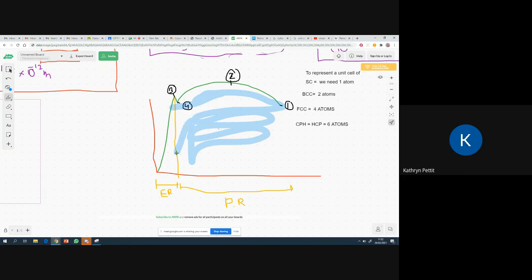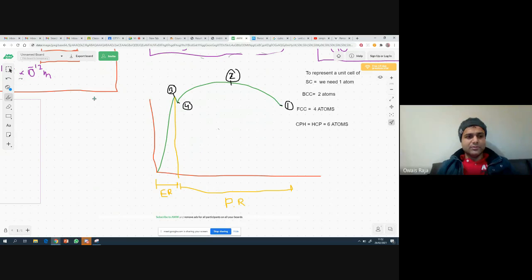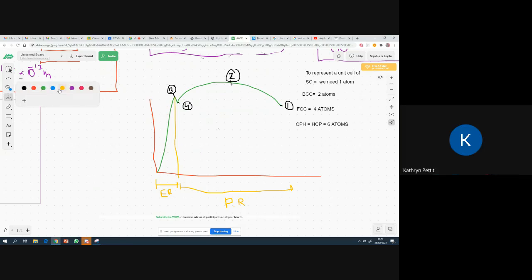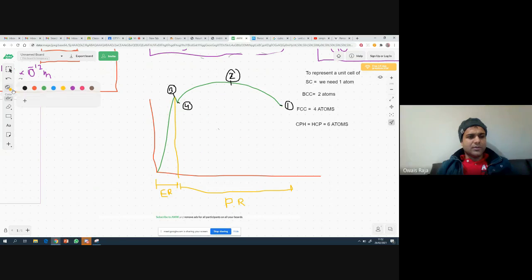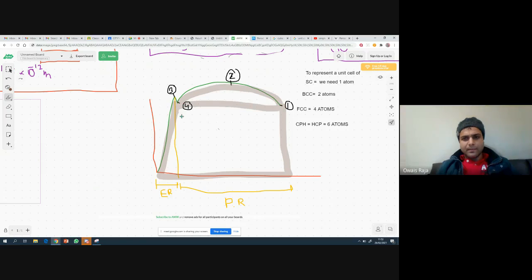Oh wait, use blue, please. Thank you. I can't use yellow, so let's use this one. So this is the area under the graph. You need to mention what it actually gives you.